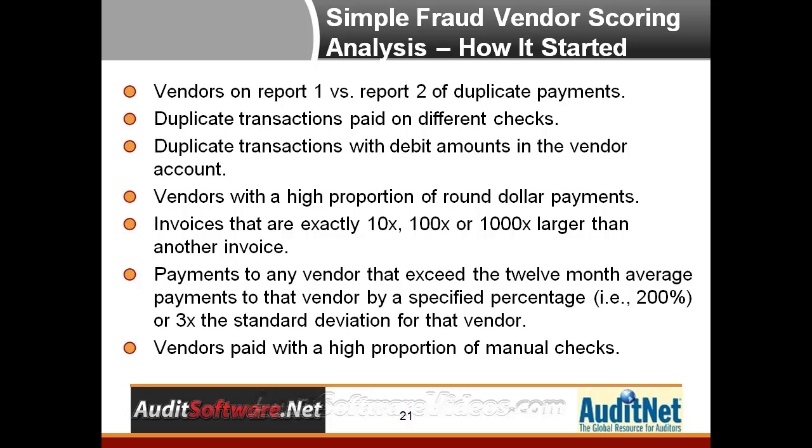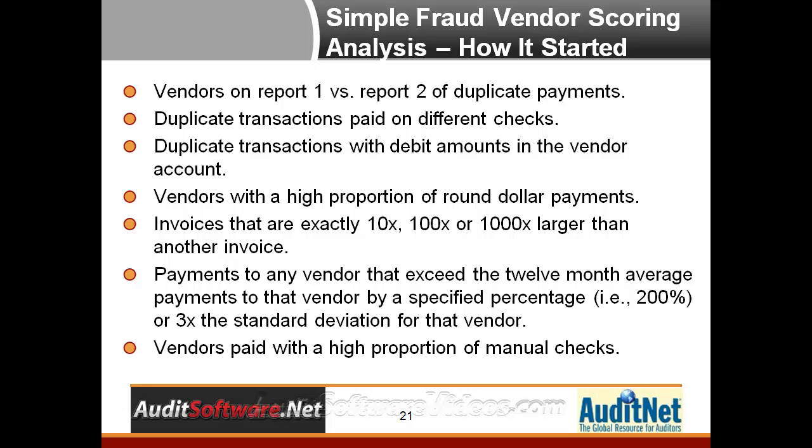So we might want to look for duplicate payments that are showing up on various reports, paid on different checks in this case, or ACH transactions. We might want to take a look at debit amounts that are being posted in the vendor accounts, or a high proportion of round dollar payments, or invoices that are above average or exactly 10 times, 100 times, 1,000 times another invoice to that vendor. That's something weird, and it might just be a decimal issue. But again, one of these reports may not find something.